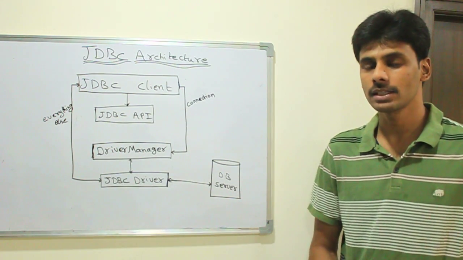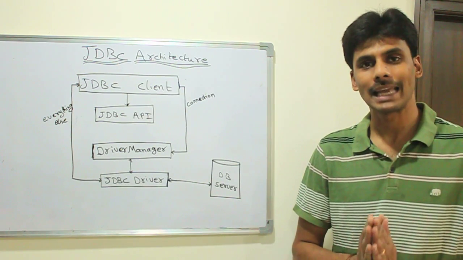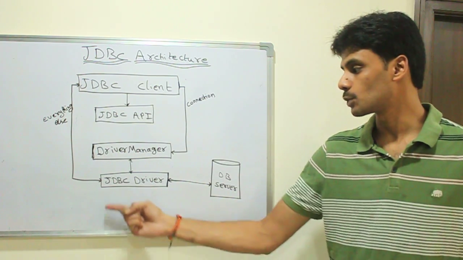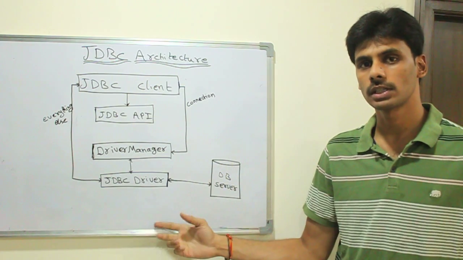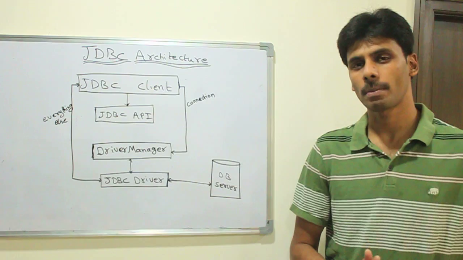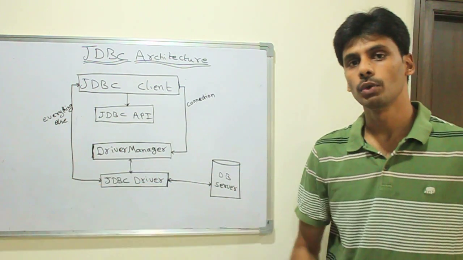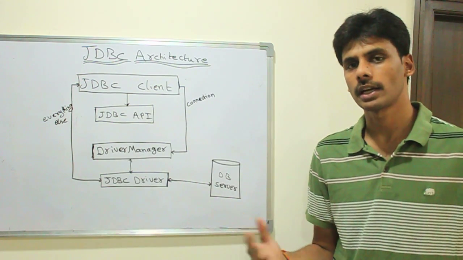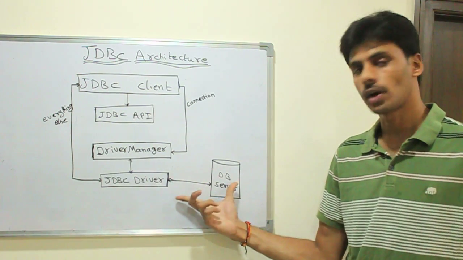So to quickly summarize, our JDBC applications always use the JDBC API. The implementation for this API is provided in the driver. The two main steps for our program to use these drivers is getting the connection. That's the first step. When you say DriverManager.getConnection, you get the connection. And from that point in time, you invoke the various methods on the Statement, PreparedStatement, ResultSet, etc., which in turn get invoked on the driver, which talks to the database.